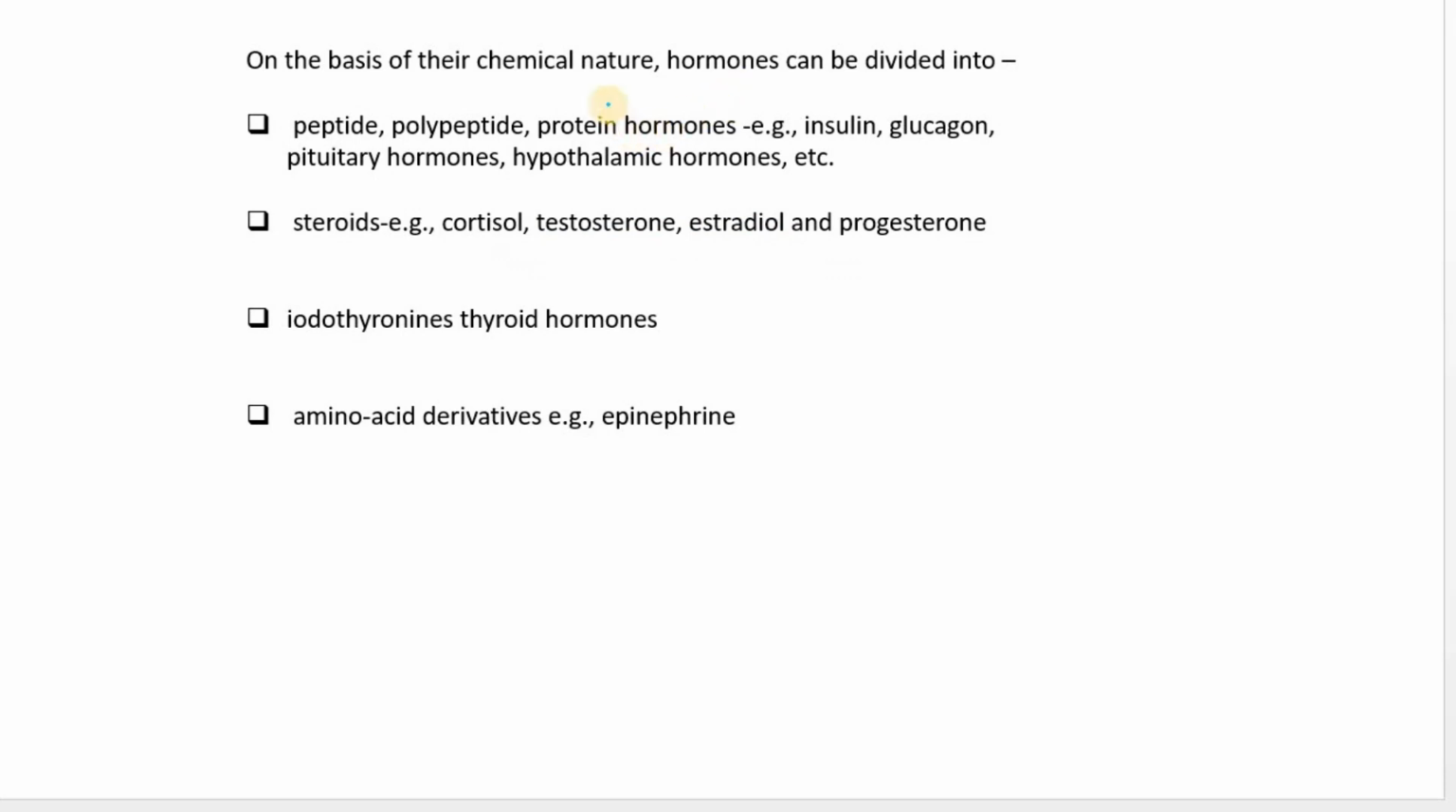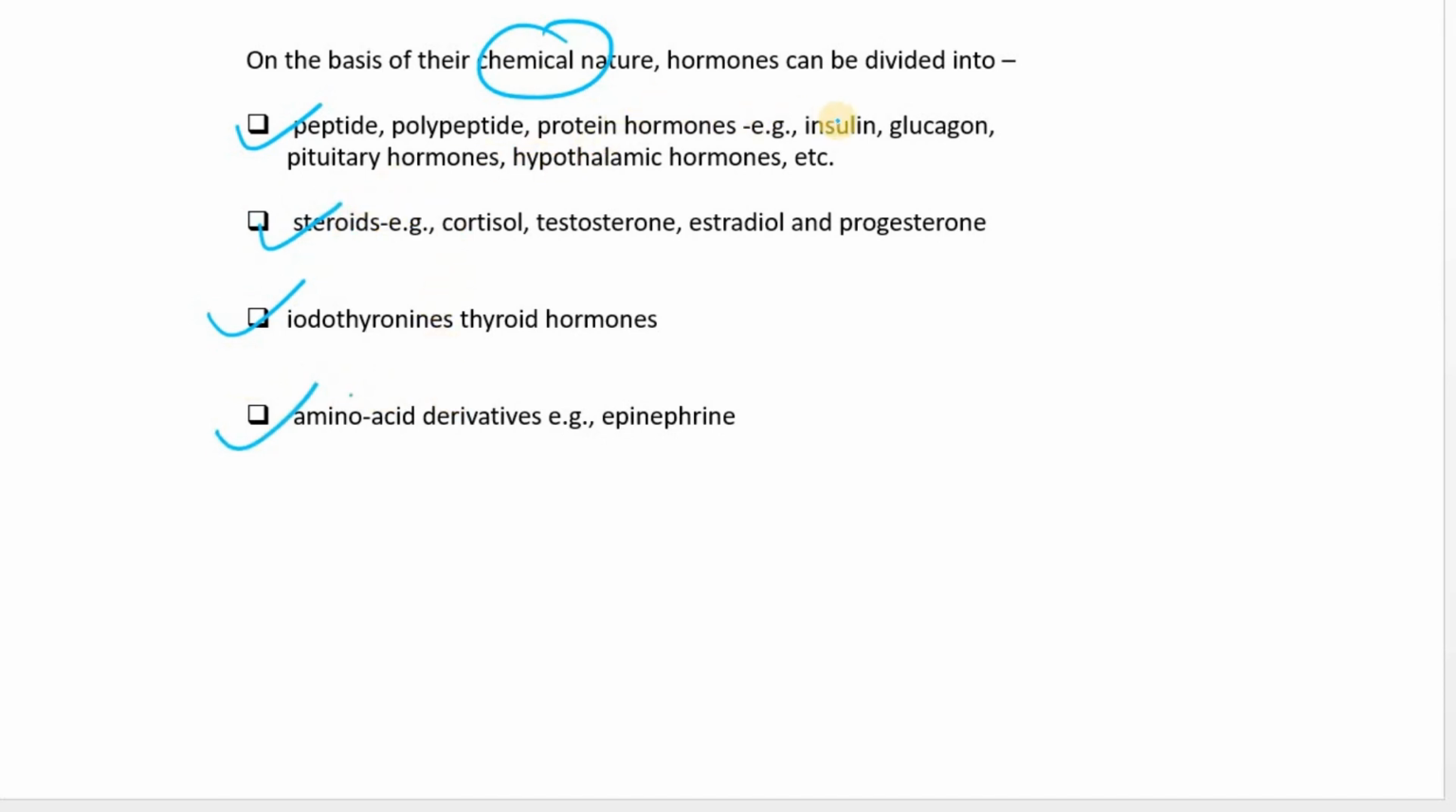Hi guys, let's talk about mechanism of hormone action. As we know, several hormones are released in our body, and on the basis of their chemical nature, these hormones can be divided into four categories: peptide hormones, steroid hormones, iodothyronines, and amino acid derivatives.